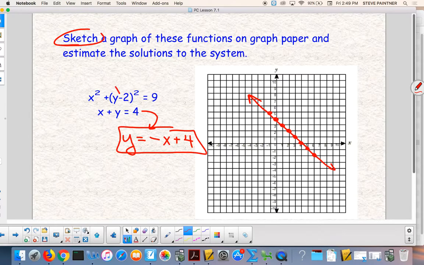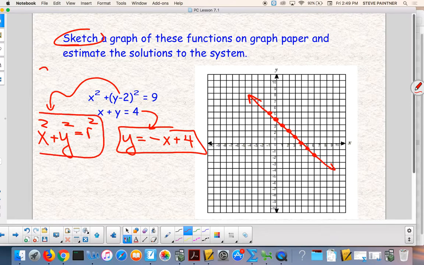Okay. And then this one, hopefully you recognize this from chapter 1. In chapter 1, x squared plus y squared equals r squared. That is the standard form of a circle. Center, 0, 0. Okay. The radius is r. Although you don't have that, you have x squared plus y minus 2 quantity squared.